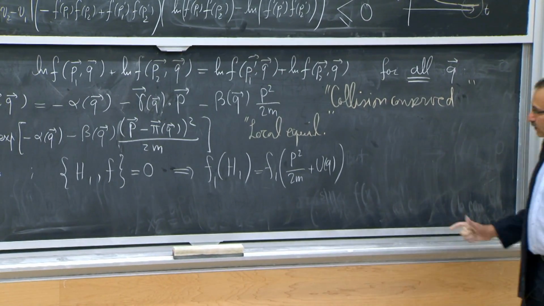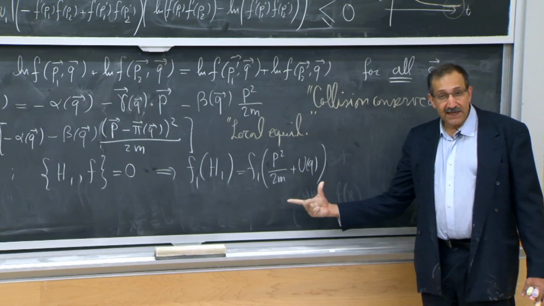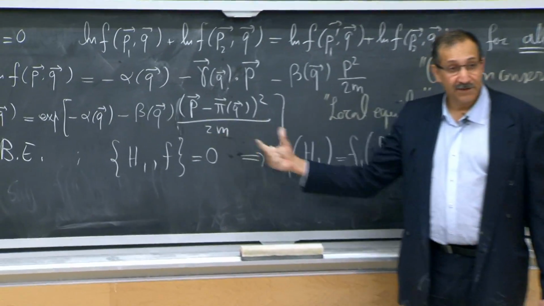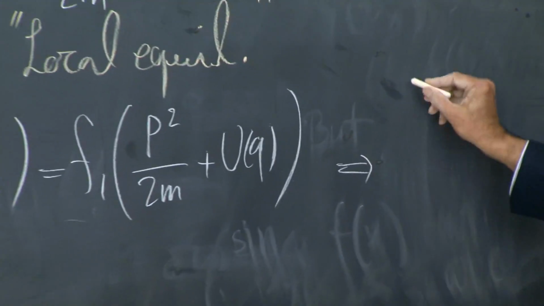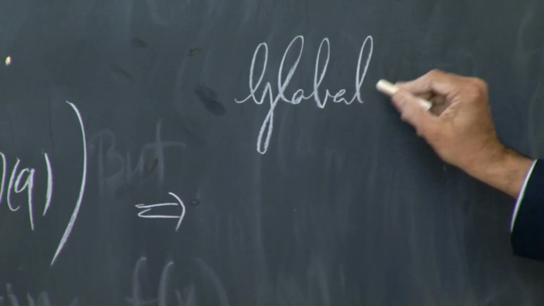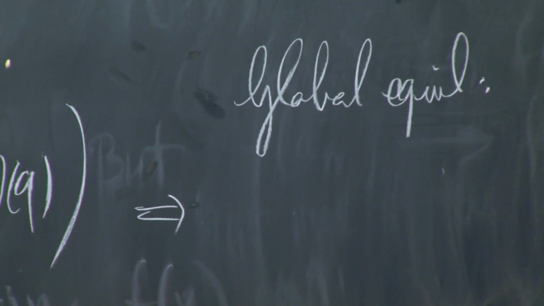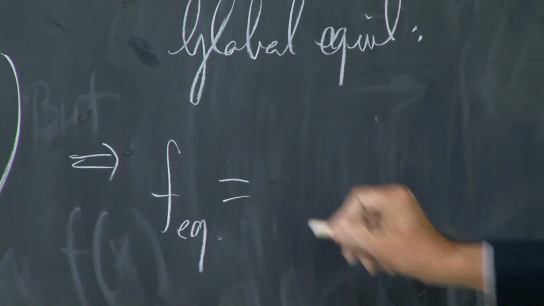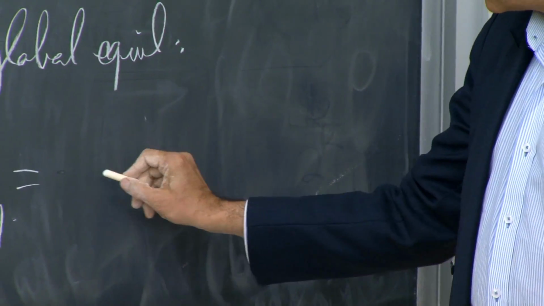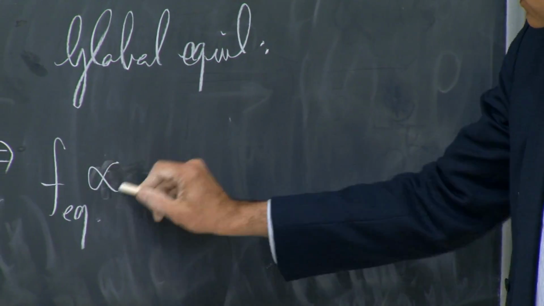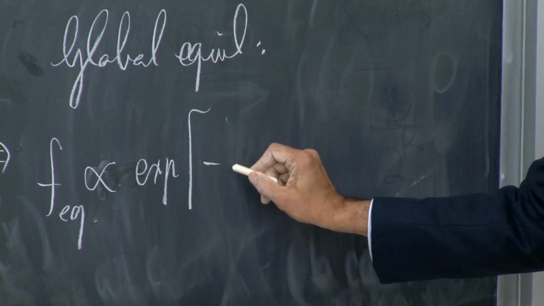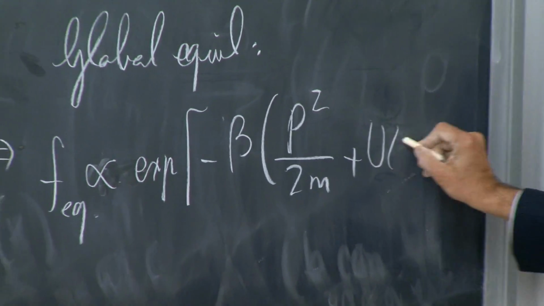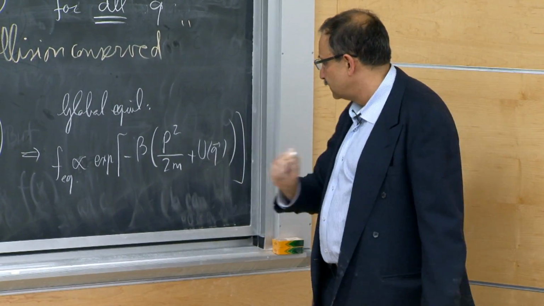So you can see that the only way that I can make this merge with this is to have a global equilibrium where F for the global equilibrium has the form proportional, let's say, to exponential of minus beta p squared over 2m plus u of q. Okay?